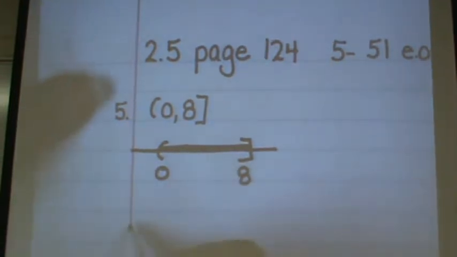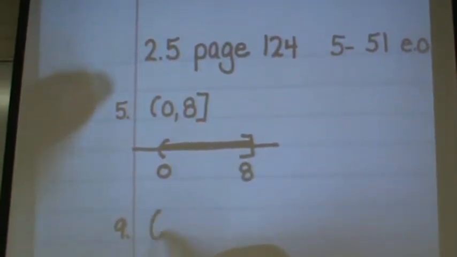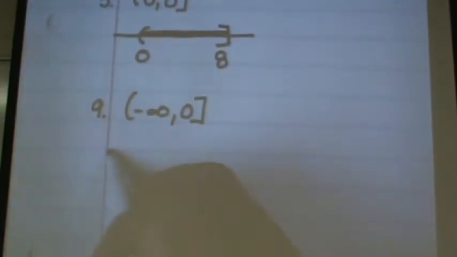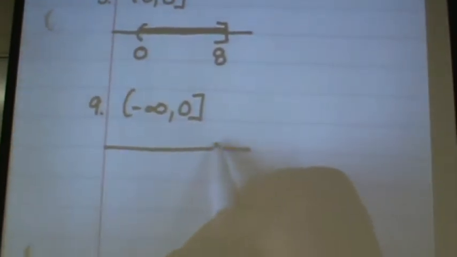Skip 7, number 9. It's negative infinity to 0 with a bracket. That would be on your number line. You would have a bracket at 0 and you would shade to the left.